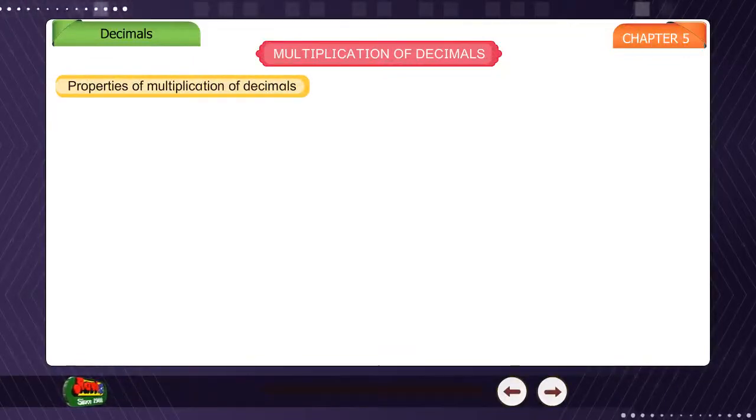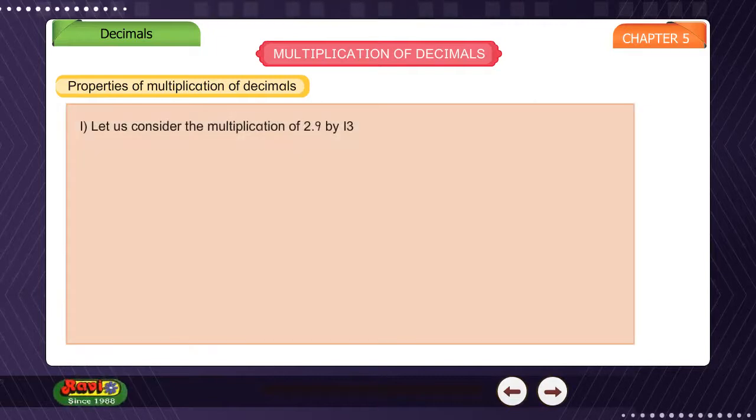Properties of multiplication of decimals. 1. Let us consider the multiplication of 2.9 by 13.